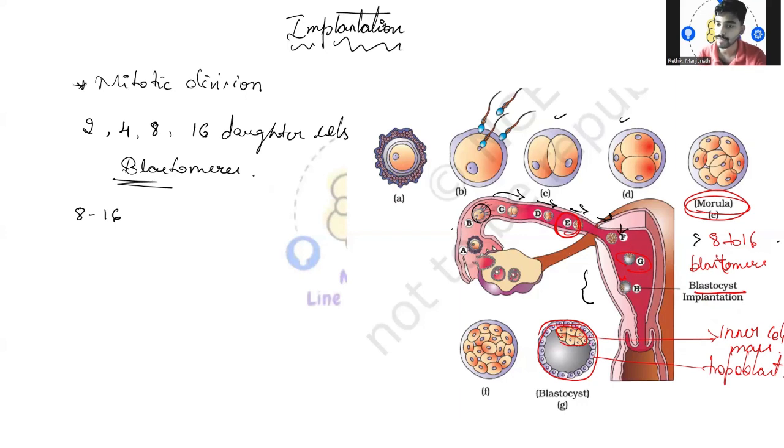Now the inner cell mass actually develops as the embryo basically. The outer layer, that is the trophoblast, gets attached to the endometrium region. Later on, the inner cell mass that I have been talking about gets differentiated. It starts rapid cell division and develops into an embryo.